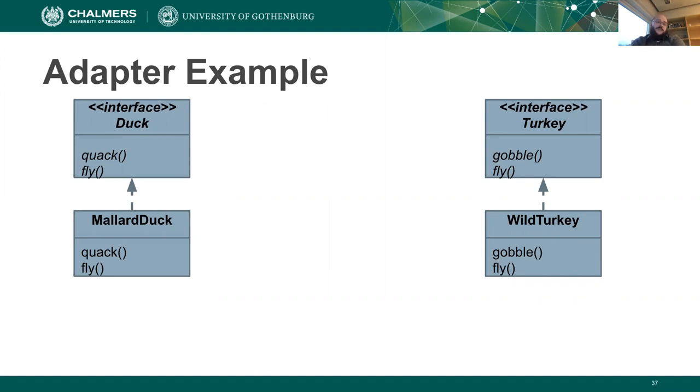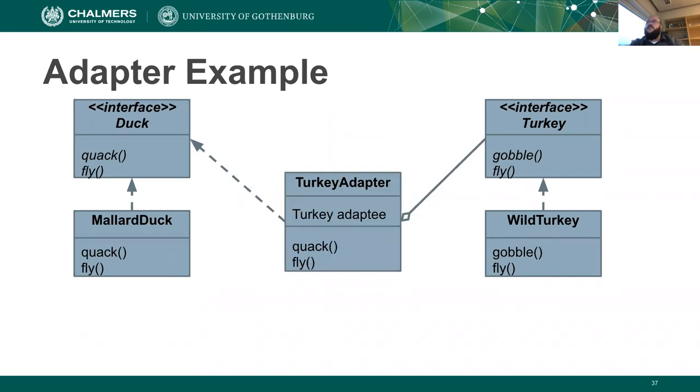So we might not want to rewrite turkeys or we might not want to rewrite our ducks either. They still don't gobble, but we could write an adapter that lets us map the two. So the turkey adapter just sits in the middle. It's going to attach itself to a turkey. It's going to offer the methods that we expect from a duck, the interface we expect, and it's going to perform some kind of mapping from the methods of the turkey to the methods of the duck, right? This case is pretty easy. The quack is just going to call gobble.